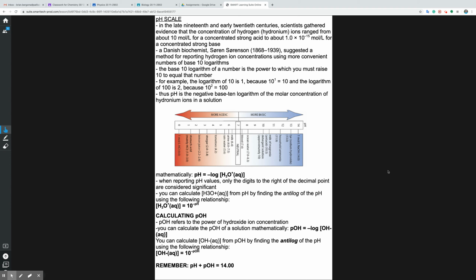So you can find the pOH of a solution by going pOH is equal to negative log of the hydroxide concentration. You can calculate the hydroxide concentration by finding the antilog of the pOH, it should say there. So the hydroxide concentration is 10 to the negative pOH. Okay, another thing to remember, handy kind of conversion, the pH plus the pOH equals 14.